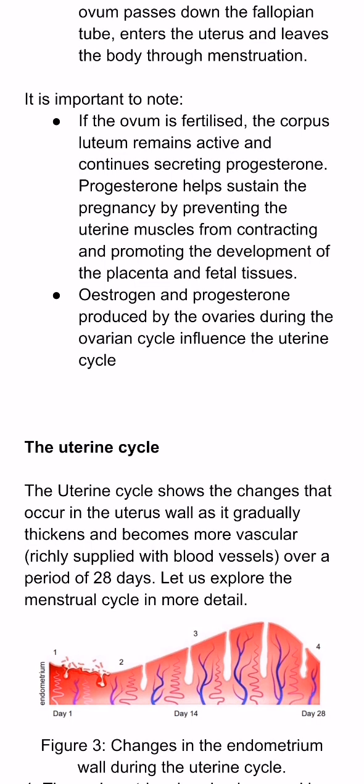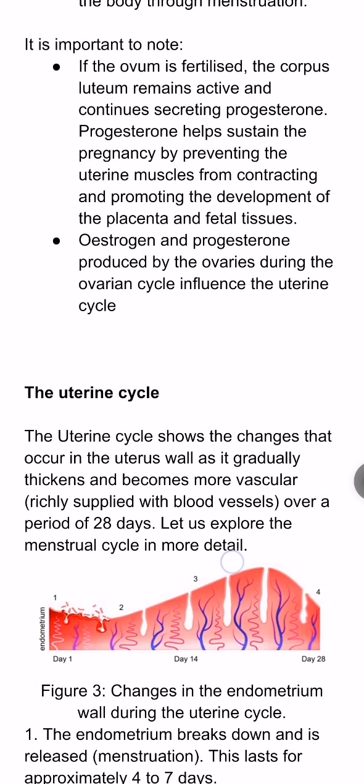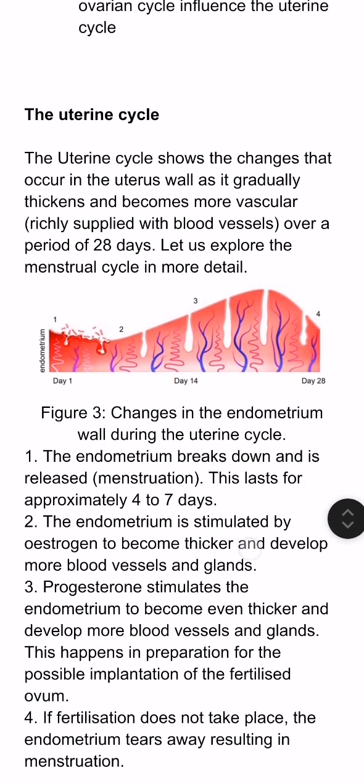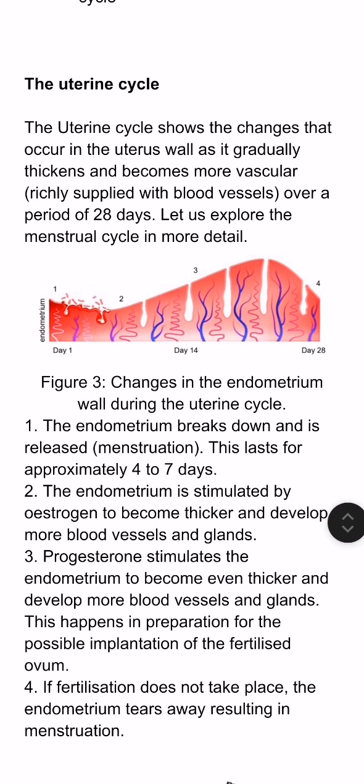Okay, then estrogen and progesterone produced by the ovaries during the ovarian cycle can influence the uterine cycle. So it now becomes important for us to understand what the uterine cycle is. The uterine cycle shows the changes that occur in the uterus wall, gradually thickening and becoming more vascular over a period of 28 days. Let us explore this menstrual cycle in detail.